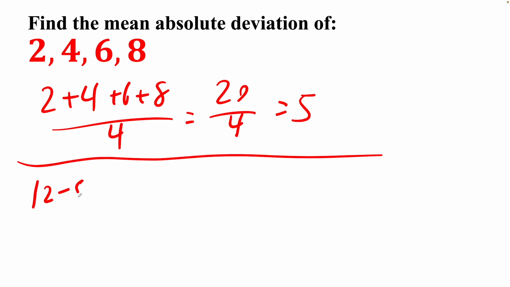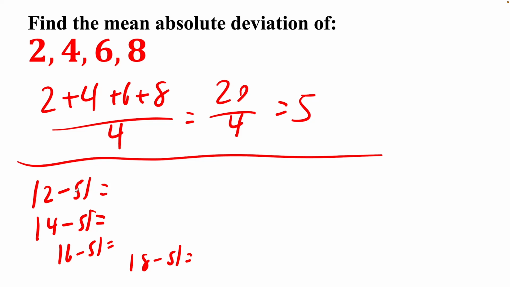So 2 minus 5, 4 minus 5, 6 minus 5, and 8 minus 5. 2 minus 5 is negative 3. Absolute value of negative 3 is 3. 4 minus 5 is negative 1. Absolute value of negative 1 is 1. 6 minus 5 is 1. 8 minus 5 is 3.